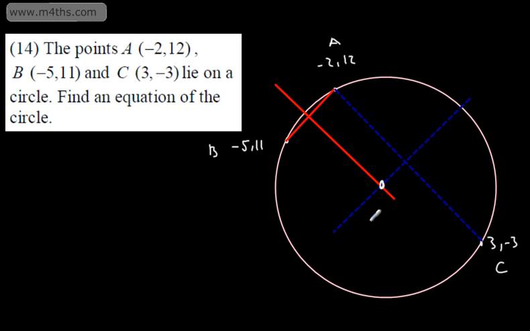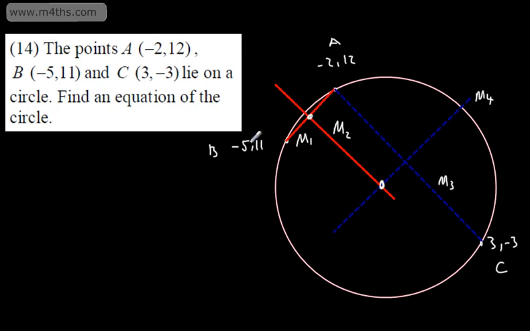This is a lot of work. So what I'm going to do is call this m1. The gradient of the chord AB is m1. The gradient of the perpendicular is m2. The gradient of the chord AC is going to be m3. The gradient of the perpendicular bisector is going to be m4. Let's just go ahead and find now the midpoint.